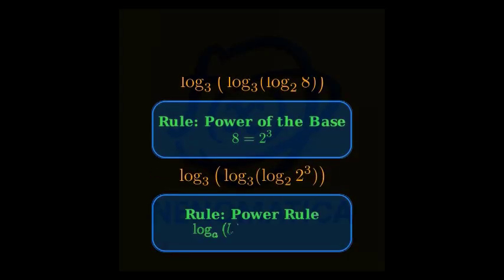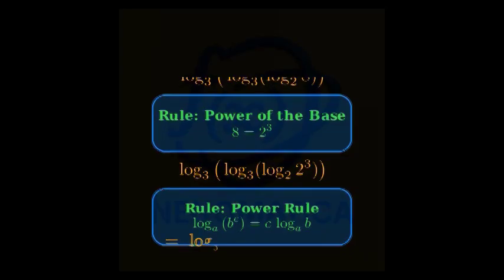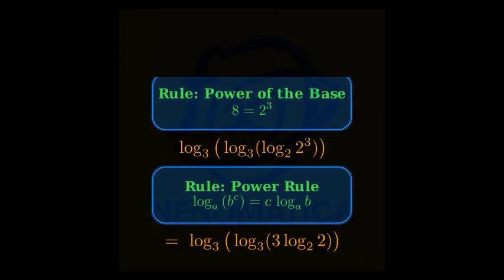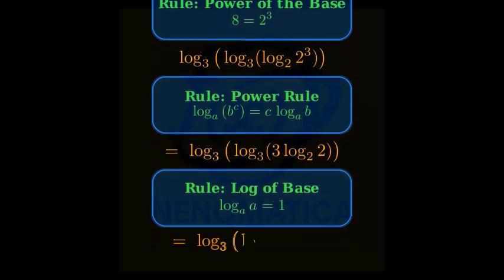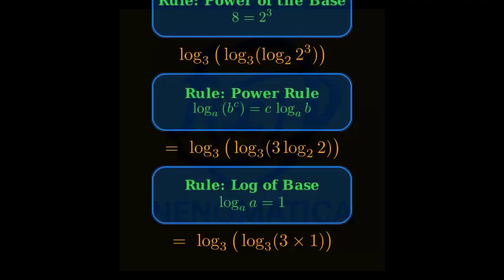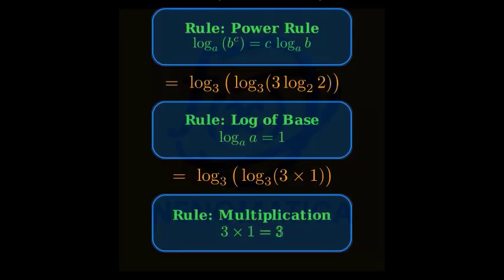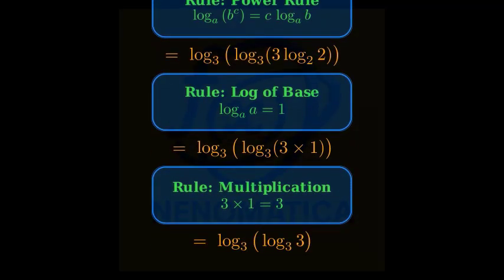Step 2. Apply the logarithm power rule. The exponent 3 multiplies the logarithm. Step 3. The logarithm base 2 of 2 equals 1. Step 4. Multiply 3 times 1 to get 3. Step 5. The log base 3 of 3 is 1. Step 6. The log of 1 in any base is 0.